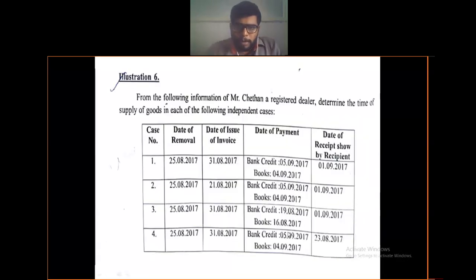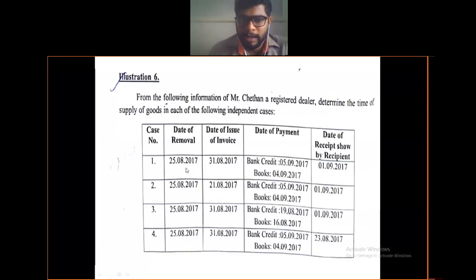Quickly go to problem number 6. Problems 6 and 7 are very simple, similar kinds of problems. Quickly I will finish. Problem number 8 is a little bit different type of problem, which I will discuss later. So 6th and 7th we'll finish off. From the following information of Mr. Chetan, a registered dealer, determine the time of supply of goods in each of the following independent cases.